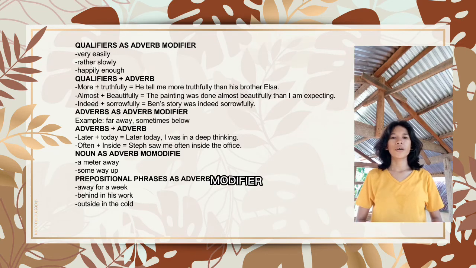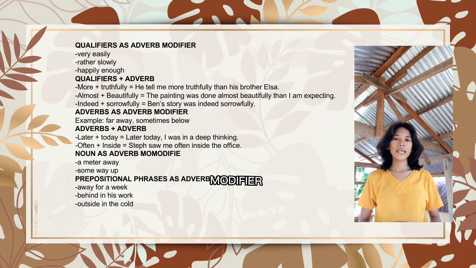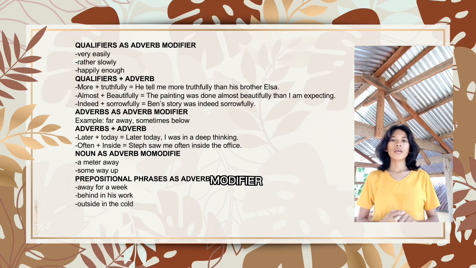Qualifiers as adverb modifier. Examples: very easily, rather slowly, happily enough. Qualifiers plus adverb. And here are the examples. More plus truthfully equals he tells me more truthfully than his brother Elsa. Second, almost plus beautifully equals the painting was done almost beautifully than I am expecting.